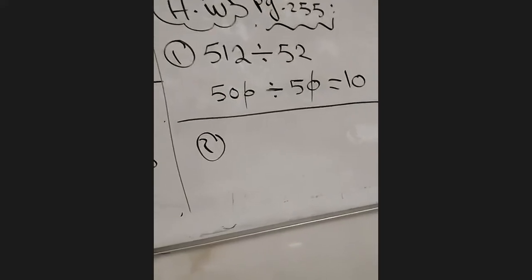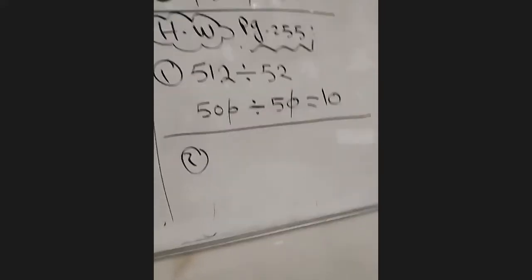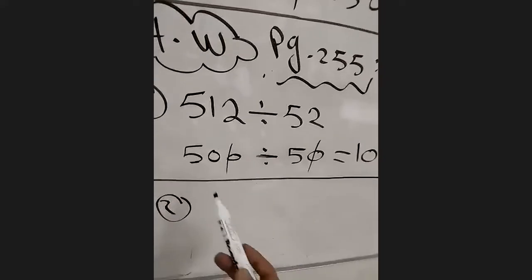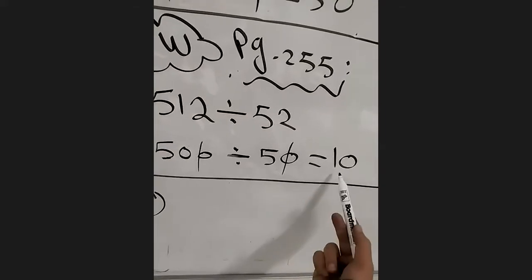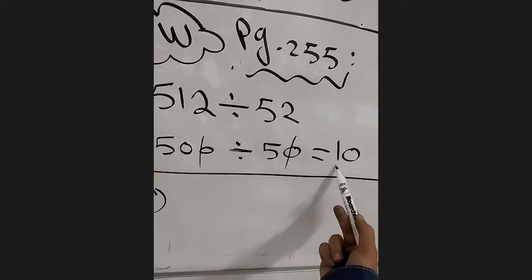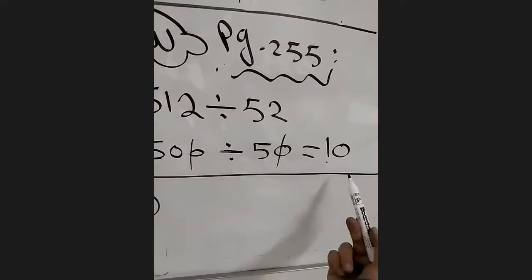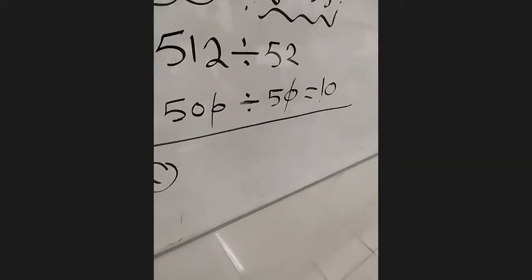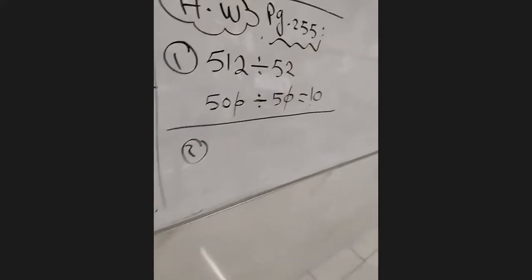Why did you do 50 divided by 5? It should be 5 divided by 5. Okay, so 5 divided by 5 isn't 1? Yes. And it's still 10. What's the answer? 10 also. Okay, no problem.